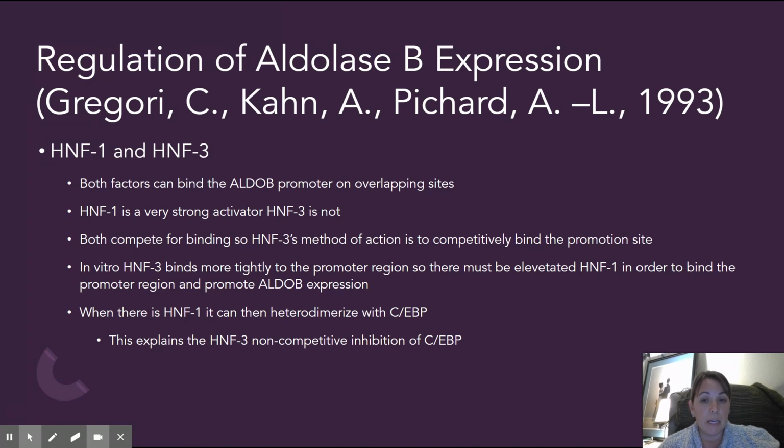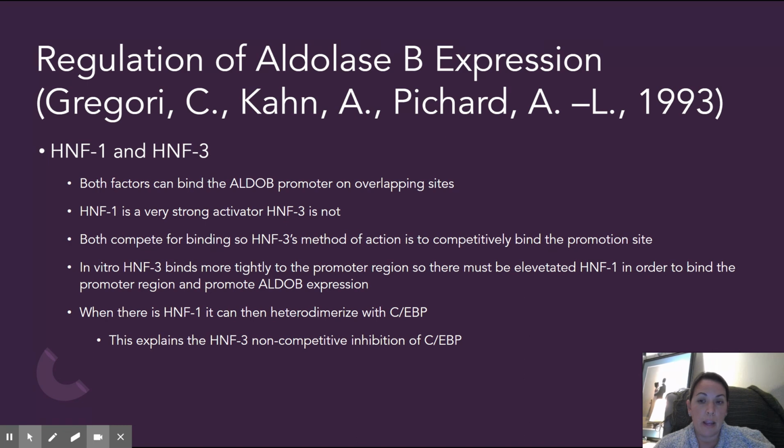And since they're both competing for binding sites, HNF3 is the one that binds more strongly and is not as strong at promoting the expression of the ALDO-B gene. So that's why its competitive binding with HNF1 is what creates the condition of HNF3 being an inhibitor of ALDO-B gene expression. So in order to promote the expression of ALDO-B, HNF1 has to be present in higher concentrations, so then it is more likely to bind the promoter region and incur the expression of the ALDO-B gene.